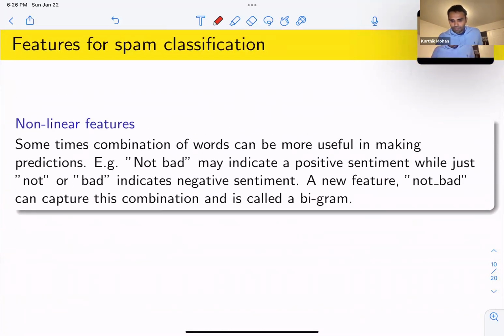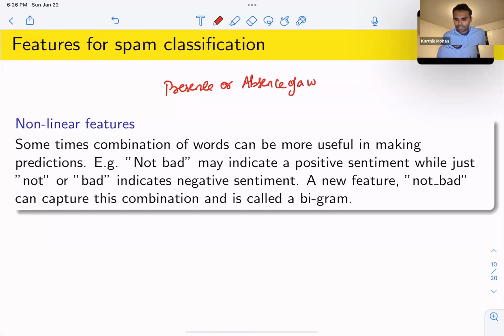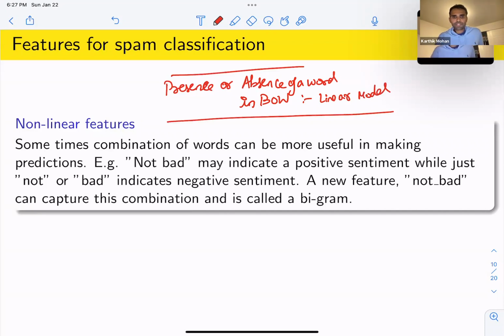So bag of words is definitely looking at linear features, which is to look at the presence or absence of a word, right? So let me write that down. Presence or absence of a word in bag of words. So sometimes we call it BOW, B-O-W, bag of words model. This is a linear model, right? But sometimes, or oftentimes, you may want to capture nonlinear things.